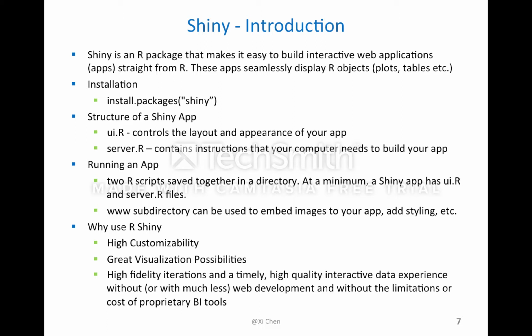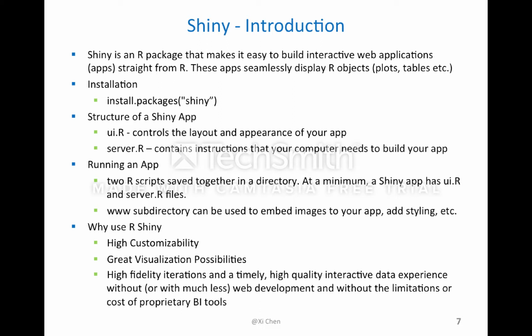Usually, a Shiny app consists of two parts: a UI script controlling the layout and appearance of your app, and the server script controlling the instructions that your computer needs to know to build your app. To install Shiny, it's very easy. You can just run install.packages and then Shiny as the package name in R.